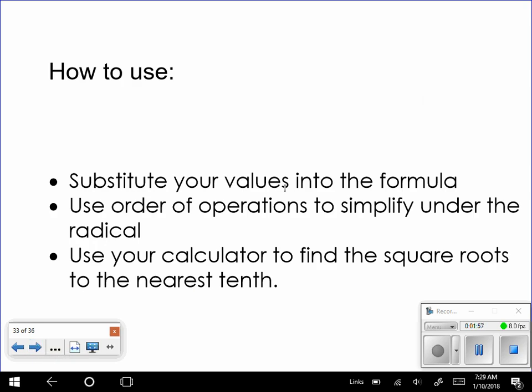It says substitute your values into the formula, so you'll get two sets of ordered pairs, like I already said, x1 and y1, and x2 and y2. You're going to plug those in to the formula. You're going to use the order of operations to simplify under the radical, so you're going to do everything inside the radical symbol, since the radical symbol is that whole piece. And then you're going to use your calculator to find the square roots to the nearest tenth. Okay, so let's get started on some examples. Make sure you write how to use down, and then we will jump into our examples.